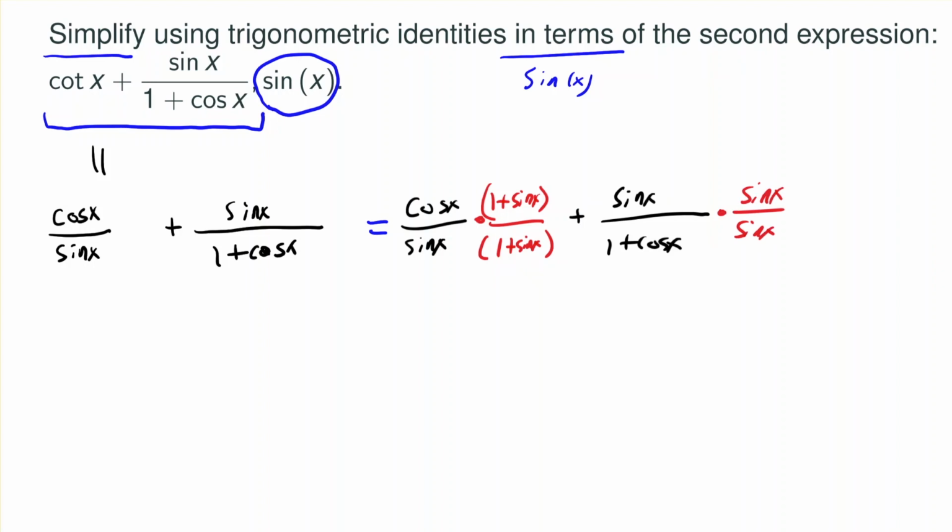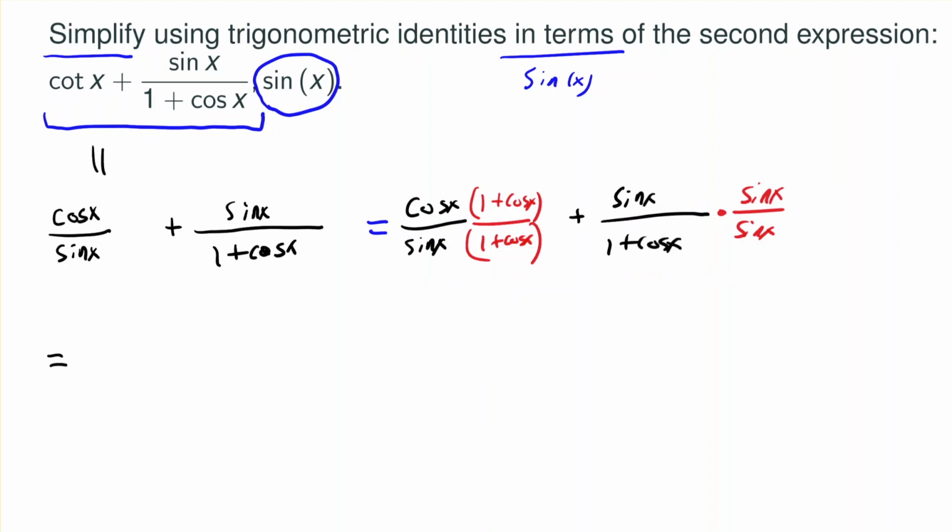Oops, I'm sorry, I made a mistake. I meant to write 1 plus cosine x over 1 plus cosine x, because we're multiplying this right here and right here, so we can have a common denominator. So now if you look at this, on the denominator, each fraction has sine times 1 plus cosine x. So we have the same denominator.